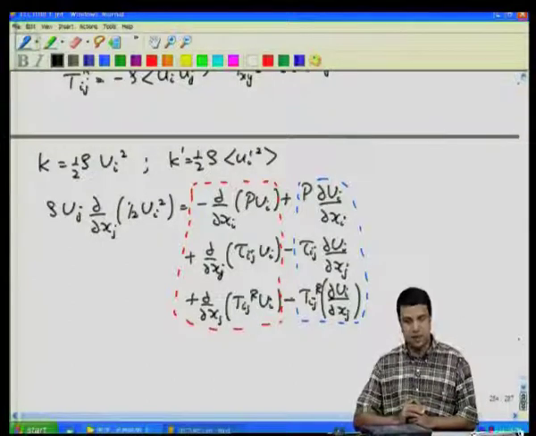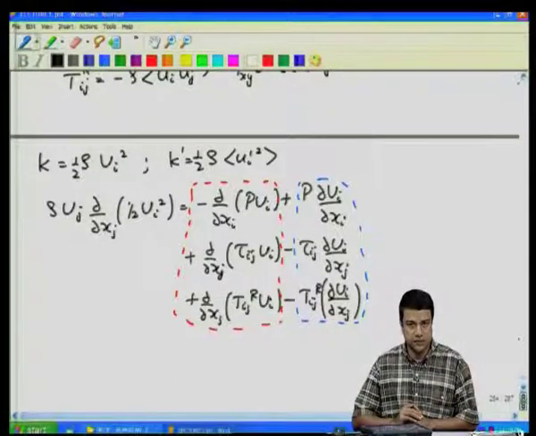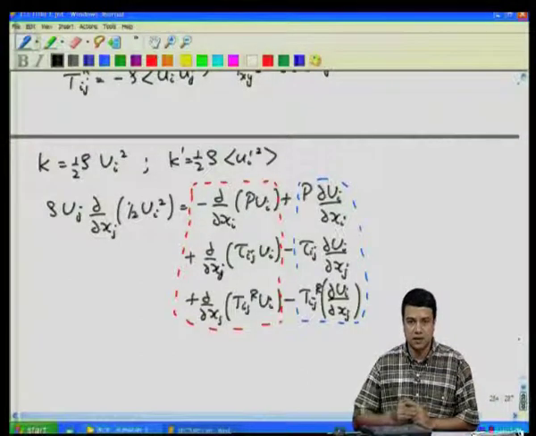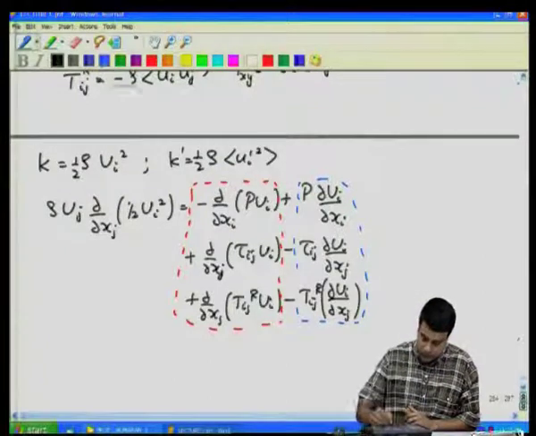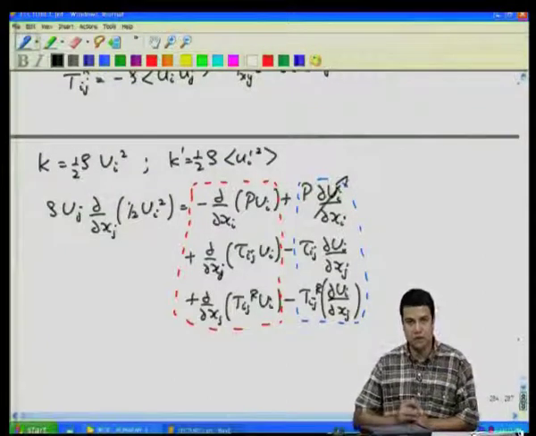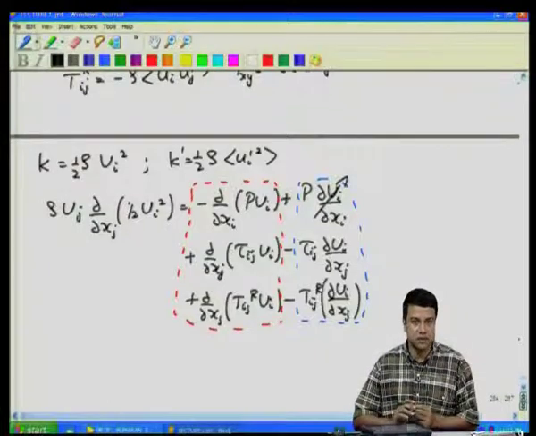They represent the net change in the energy. The first one, the pressure times the divergence of the velocity, is the work done. In this case, if the flow is incompressible, that is identically equal to 0. If the flow is incompressible, that is, the divergence of the velocity is equal to 0.